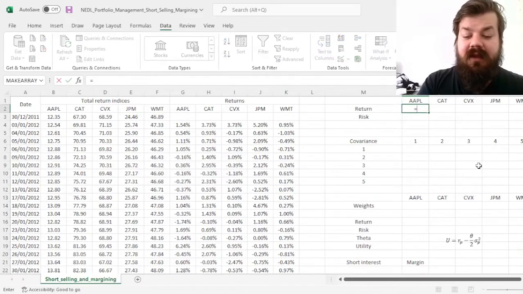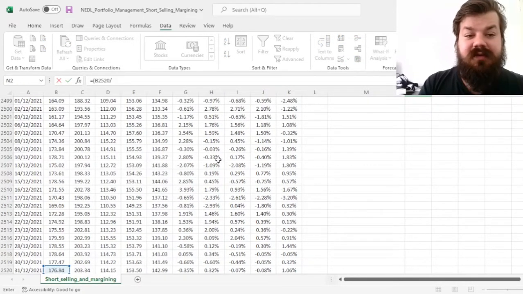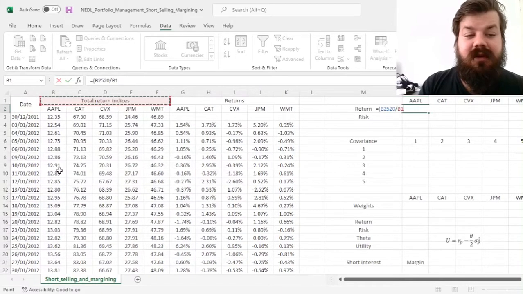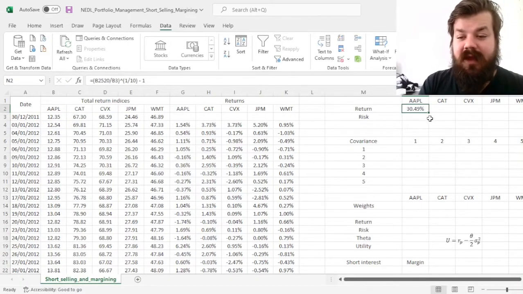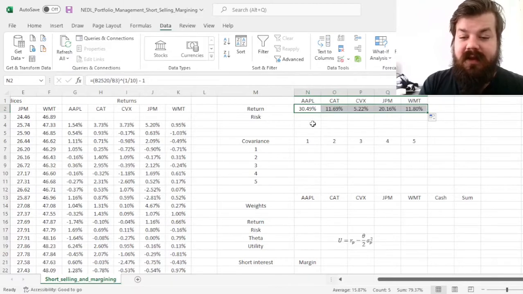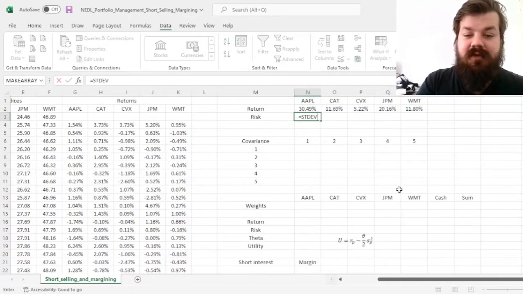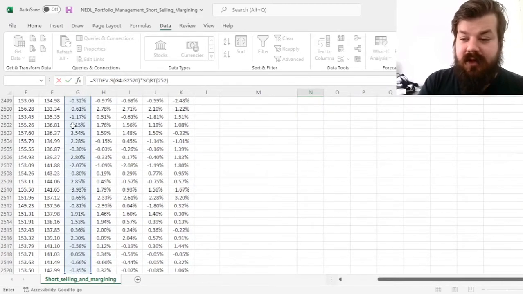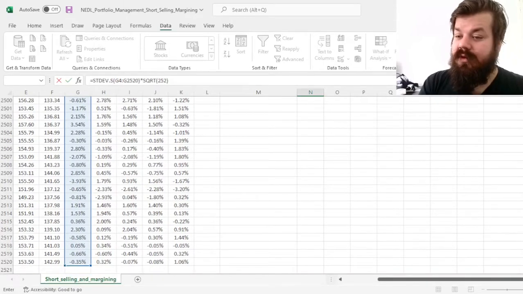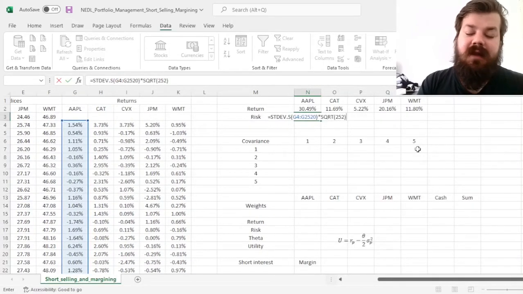Keeping that in mind, we can calculate our annualized returns by just dividing the total return index at the very end by the total return index at the very start, raising it to the power of 1 over 10, as we've got 10 sample years, and subtracting 1. And we can drag it across quite naturally. And for the risk, we can use the sample standard deviation function applied to the daily returns we've just calculated and times it by the square root of 252 to annualize as usual, as there are 252 trading days in a year on average.